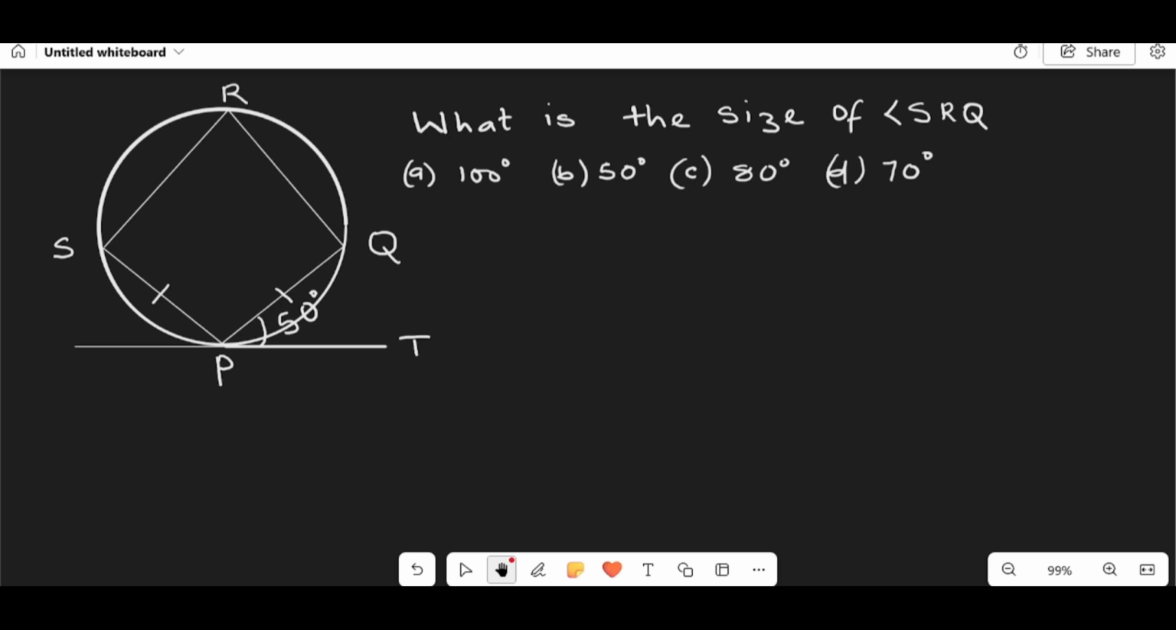Here is a sharp circle geometry problem that looks tricky at first glance. Let's break it down carefully and uncover the value of angle SRQ step by step.